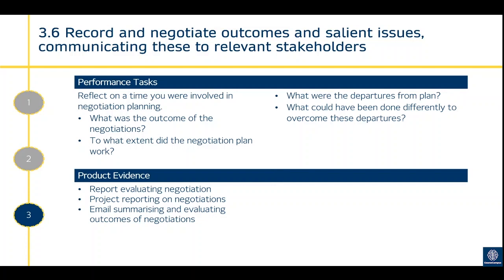to the relevant stakeholders. For this, reflect on a time where you were involved in negotiation. What was the outcome of your negotiation? To what extent did it go well? What was the outcome from it? How did you document that? What might you have done differently? And how did you communicate the outcome and the result of your negotiations with relevant stakeholders? Product evidence for this would be communication, actually communicating that information to your stakeholders. Could be project reporting on negotiations, or it could be a report evaluating how well the negotiations went.